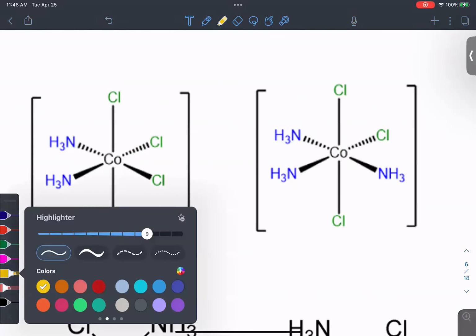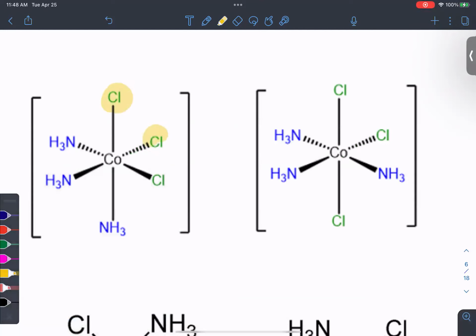how are they different? Let's focus on the chlorides. They're all right there. What kind of isomers are these? They're geometric again. It's not cis and trans though, because now there are 3 of the same ligands that we're tracking. So when it's 3, we use the designation fac and mer.